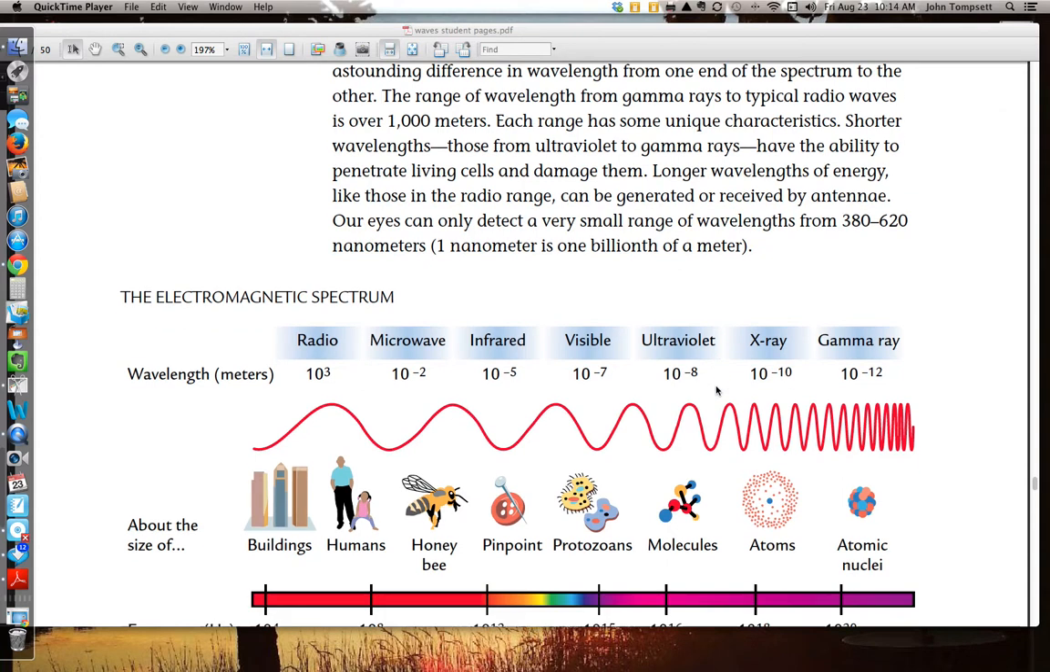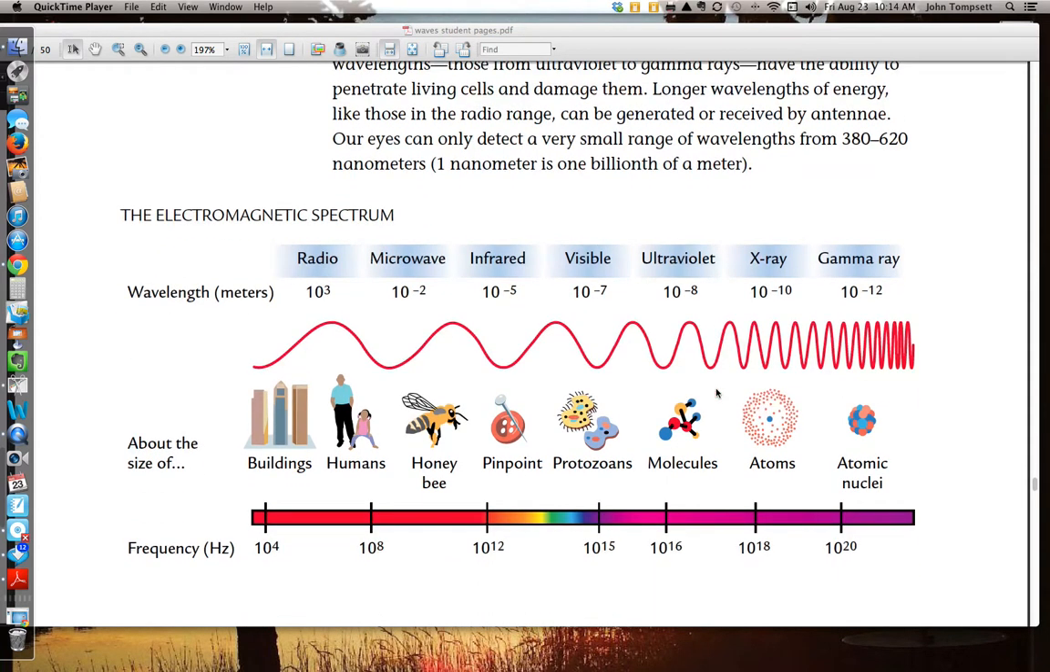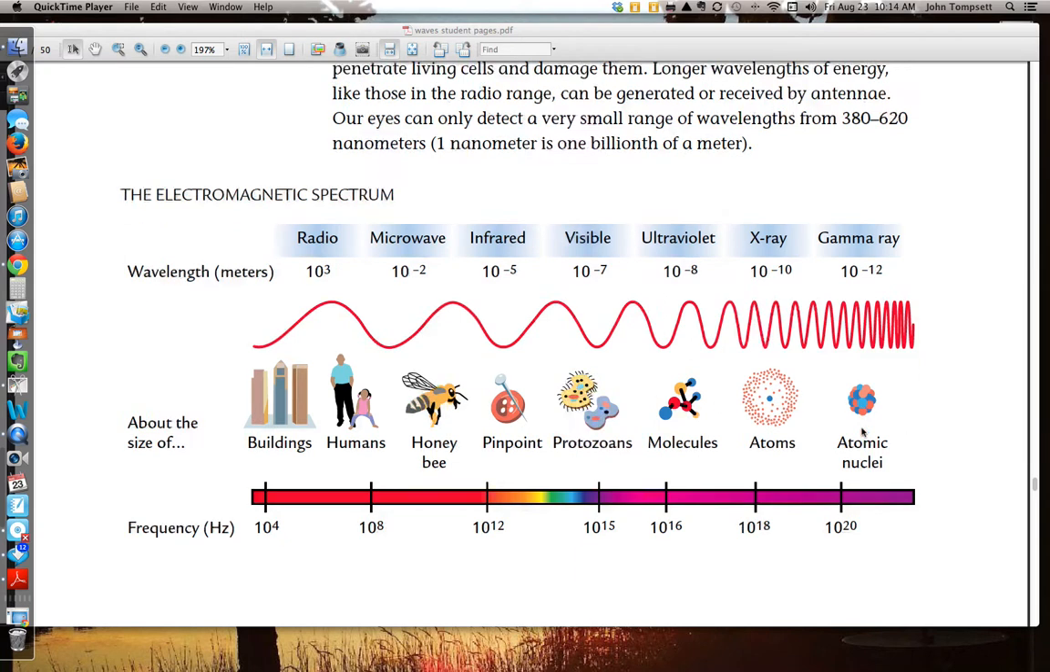You can see the things that they're talking about on that chart, and you and your partners are going to talk about that more. You can see the wavelength, how it changed from being relatively long to very small here, from about the size of buildings down to the size of an atomic nuclei.